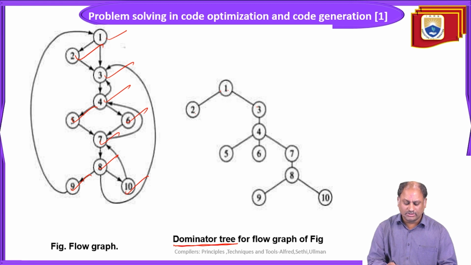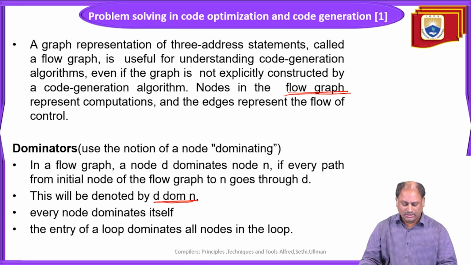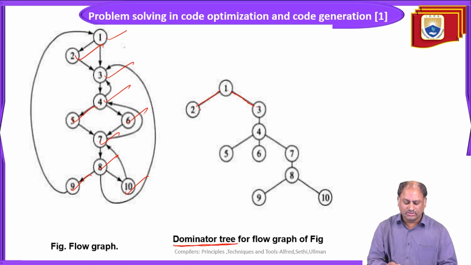So that's why we have kept a transition from 1 to the nodes 2 and 3. That's why it is a dominating D dom, which node is dominating the corresponding node. In this case, every path from the initial node of the flow graph goes to N through D. Through the dominator node, every path will go. So in this example, for 2 the dominator node is 1, for 3 it is 1, whereas for 4 the dominator is 3.